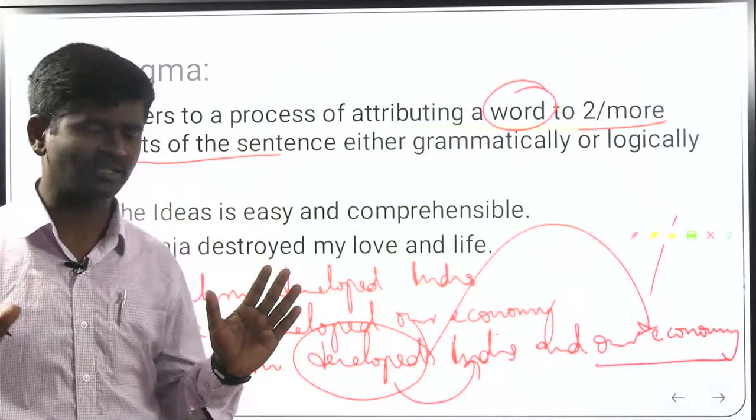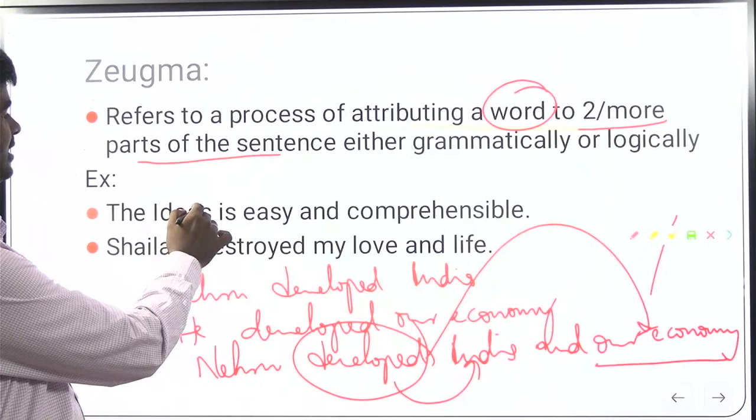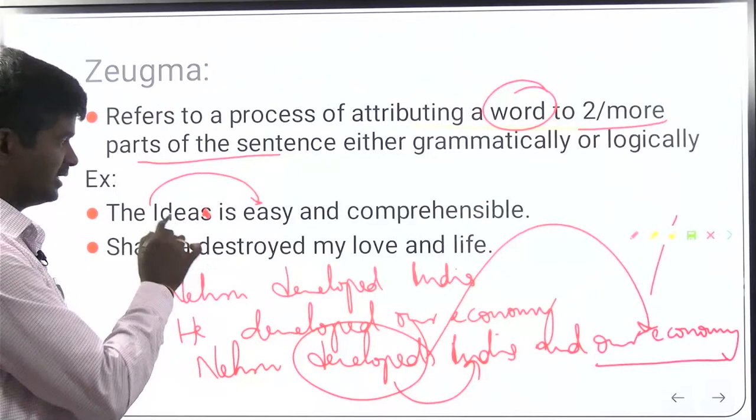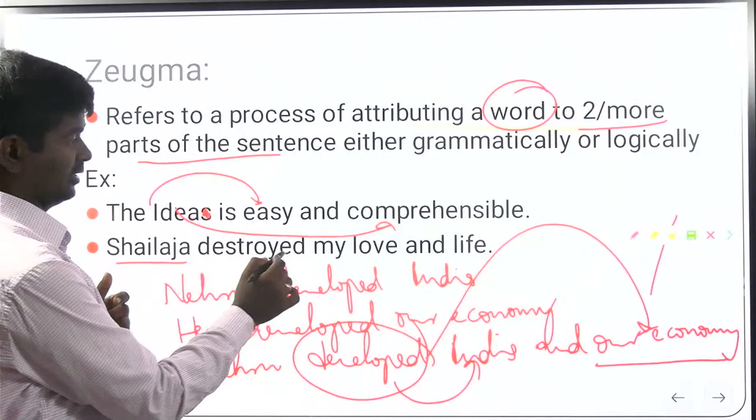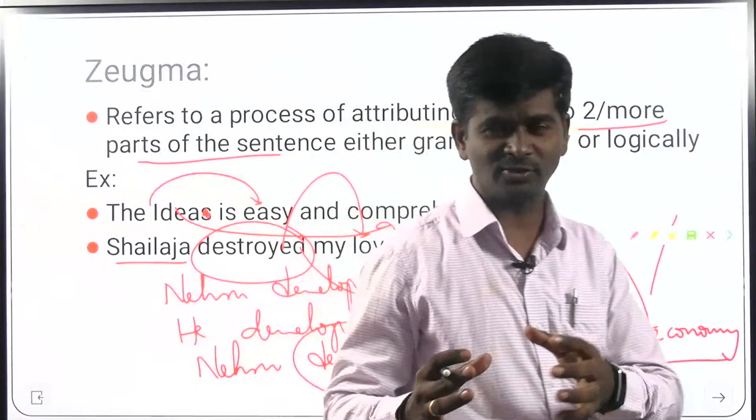So, the idea is easy and comprehensible. The idea is easy. This idea can be associated with easy, and the idea is comprehensible. So one word can be associated with two or more words. Shailaja destroyed my love and my life. So one word, destroyed, can be associated with both.